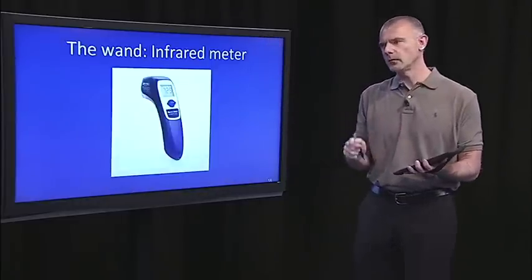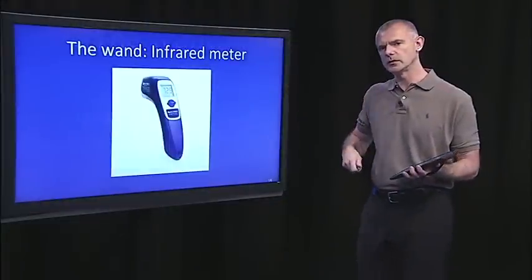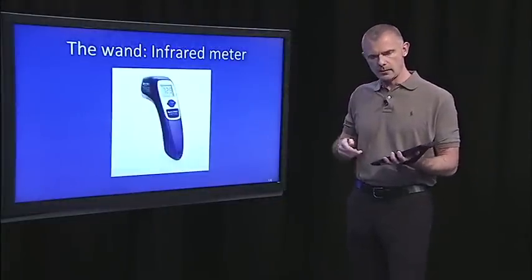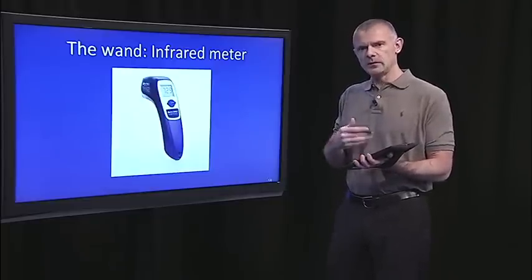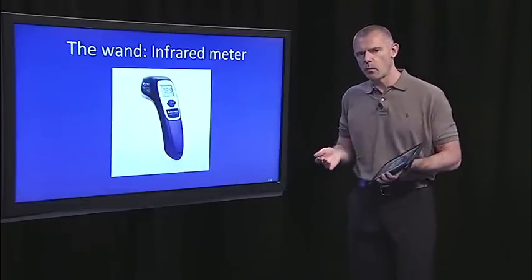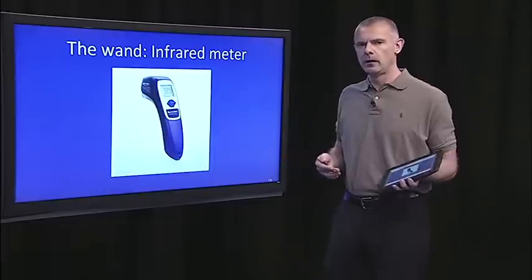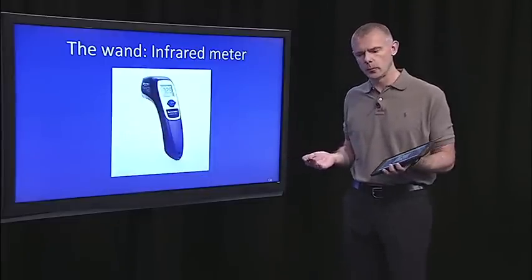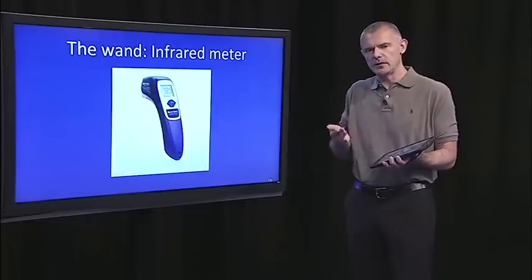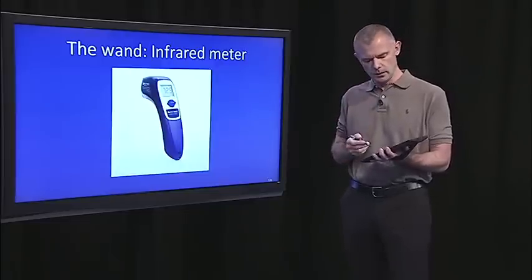So the wand is an infrared meter. They look something like this, and what a nurse will do is just wave it over the patient's forehead, and it will read out body temperature. There's actually research to support a lot of nurses' anecdotal evidence that the wand tends to run a little hot. So it tends to give body temperatures that are a little higher than if you do it orally.